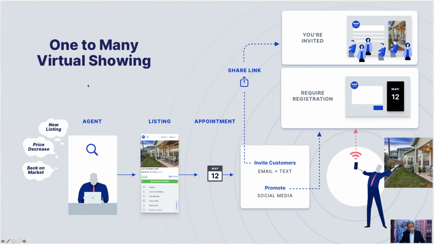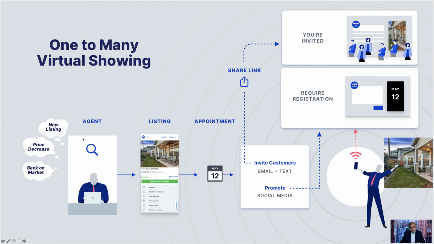But the other option is that you do one-to-many. This is, to me, probably one of the most creative things we have done recently. It has completely turned the showing on its head. Now what the agent does in this case is use this showing as a way to share new listings, price reductions, or back-on-market properties, anything which is valuable to their client, and then create that virtual showing.